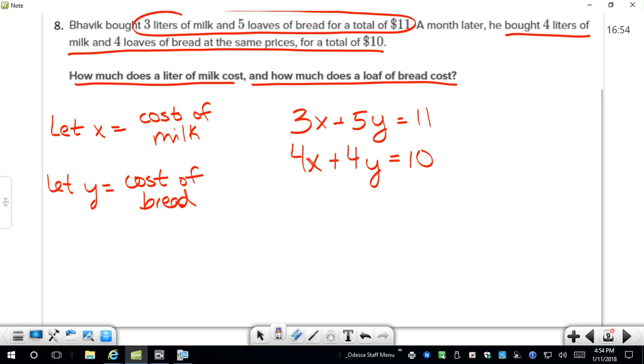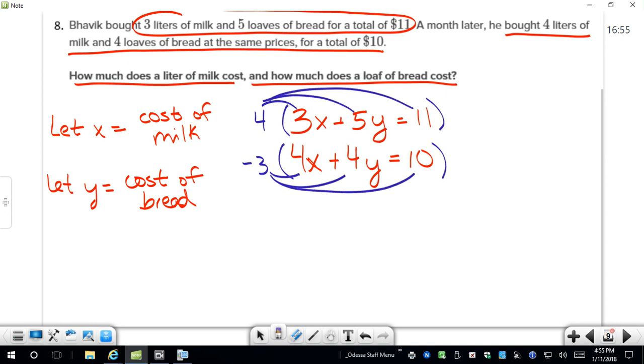I'm going to go ahead and go with 4 and 3 just because they're a little bit smaller to work with. Completely up to you guys. So remember, one of them has to be positive, one of them has to be negative. So I'm going to multiply this first equation by 4 and the second equation by negative 3. And remember, we're distributing through. And we're going to get a brand new system. So we're going to get 12x plus 20y equals 44, and then negative 12x minus 12y equals negative 30.